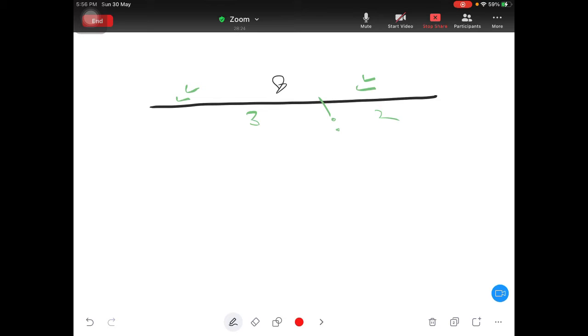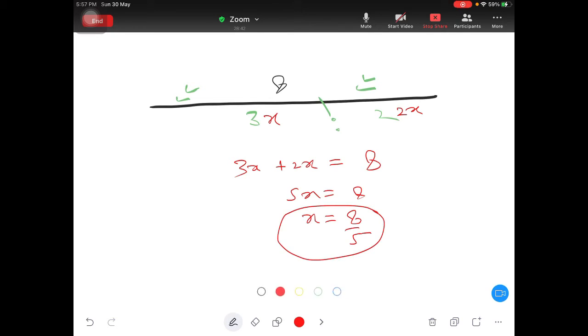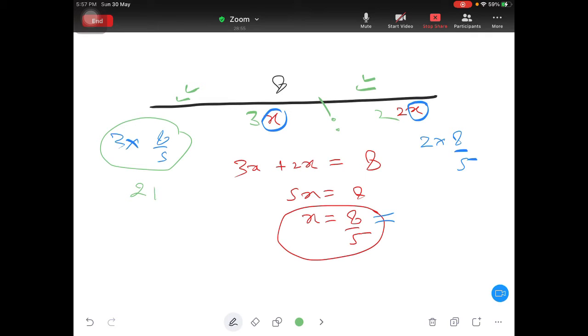I can find out that length as, suppose this is 3x and this is 2x. So 3x plus 2x is giving you total length 8. So 5x is equal to 8. So x is equal to 8/5. So you got the x value. This x value you substitute here and here. It means 3 into 8/5 and 2 into 8/5. So 3 into 8/5, if you multiply 8 and 3, you get 24/5. And then you can solve this.